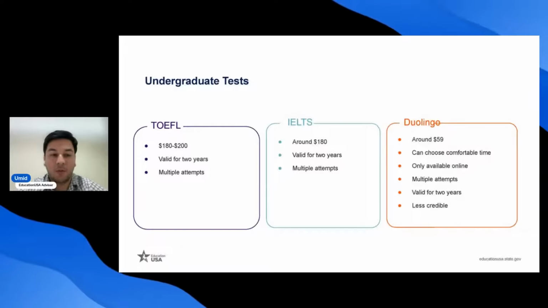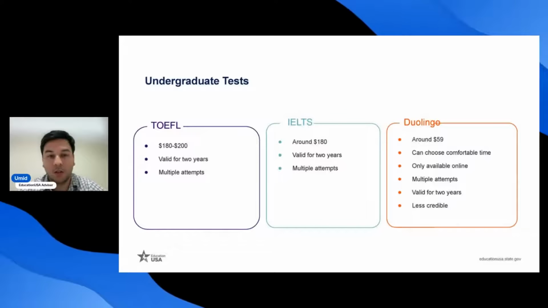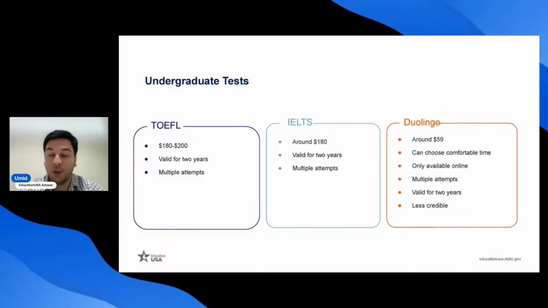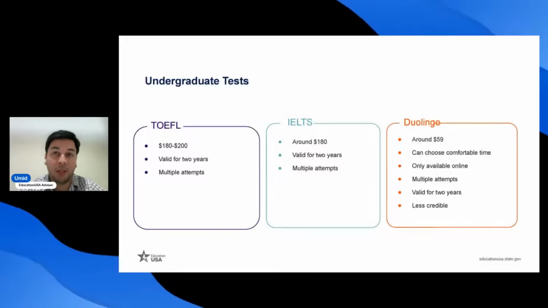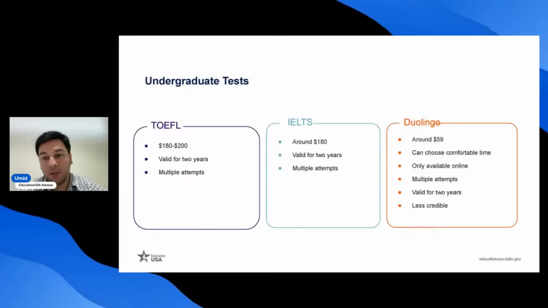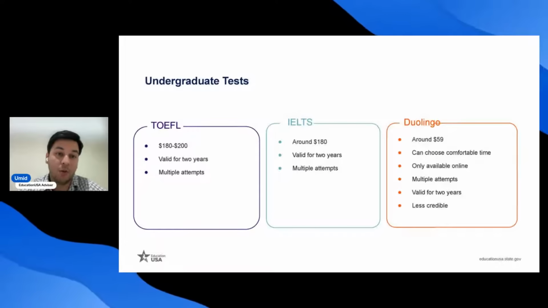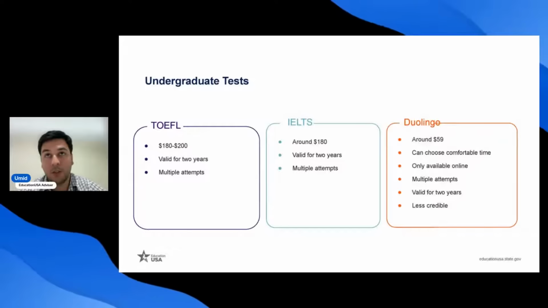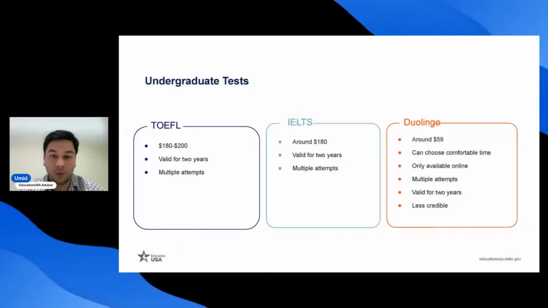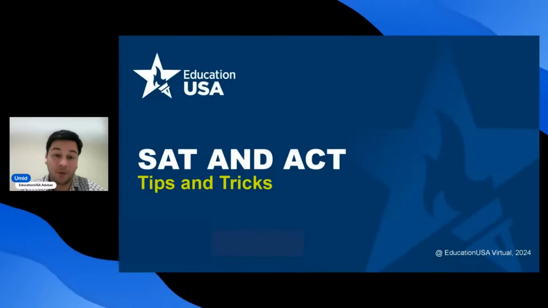The major difference between the tests is that TOEFL and IELTS are more credible, and Duolingo is a new emerging version of examination, and it's less credible because there were some cases where students were able to scam this test and cheat during the exams. But most US universities prefer TOEFL, then IELTS, then Duolingo. But again, you should check the university requirements in order to apply for a program.